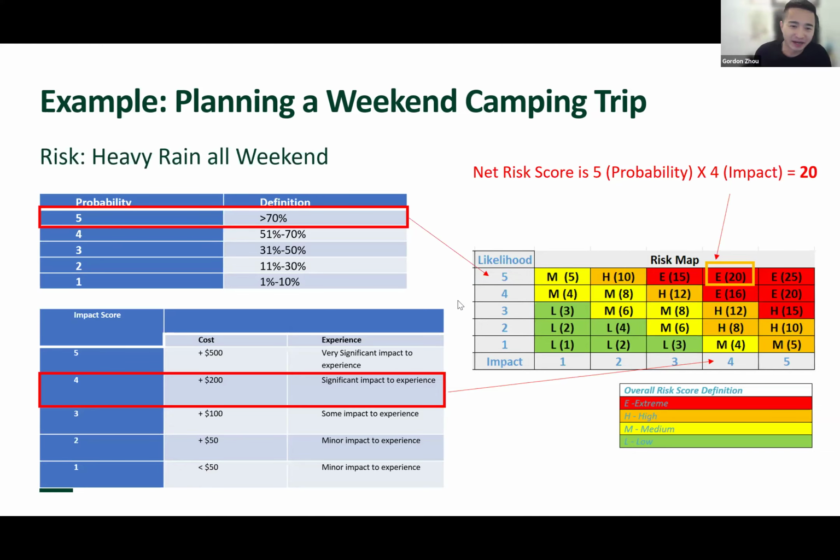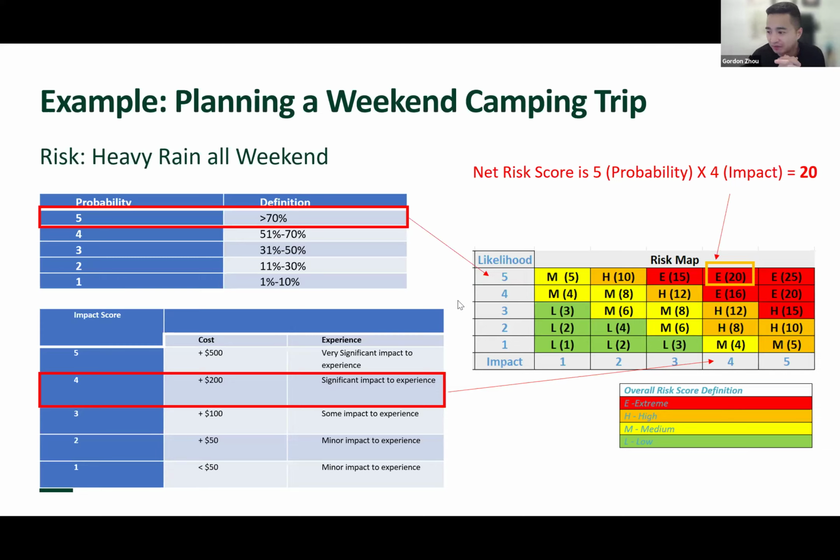So let's just say you're planning that and you're saying, hey, you know what? I want to do a risk assessment as part of my planning. Okay? We usually do it preemptively. We're trying to plan ahead, right? You may say, hey, I looked at the weather network. It says almost 100%. So the probability score for this would be 5, right? Very, very high likelihood, more than 70%. That one gets a 5.